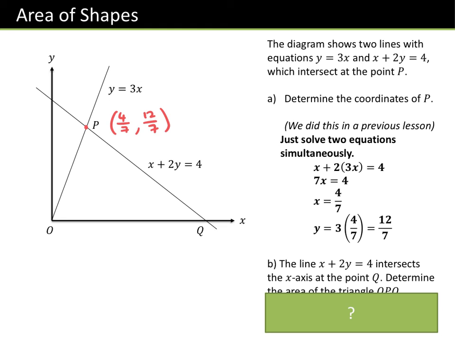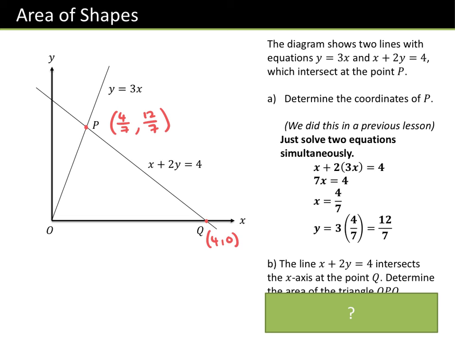Determine the area of the triangle OBQ. So the line x plus 2y equals 4 intersects at Q. Okay, we did this before. This is when our y equals 0. So here our coordinate is 4, 0. So if I substitute in 2 lots of 0, I get x equals 4.